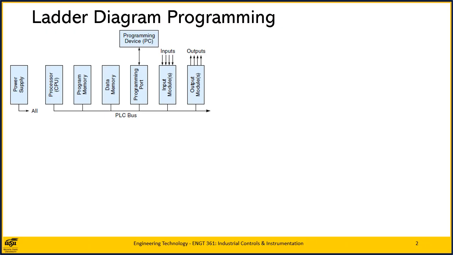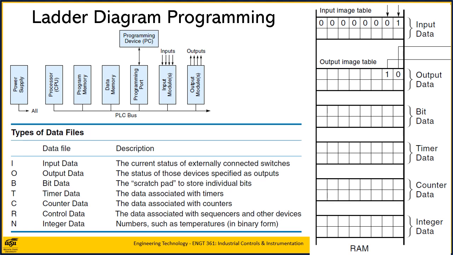A PLC deals with two kinds of data that are maintained in memory: a program file in RAM or EEPROM, which contains the ladder logic program, and the data files in RAM, which hold the changing data from the control applications, such as switch settings. This table lists some of the more common types of data files.